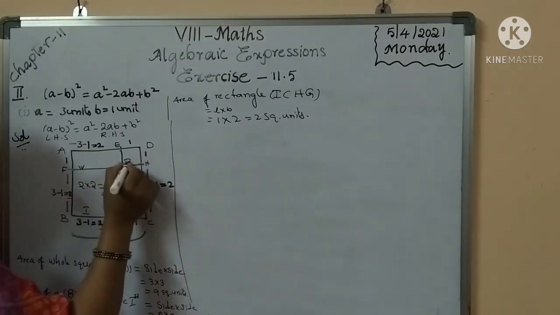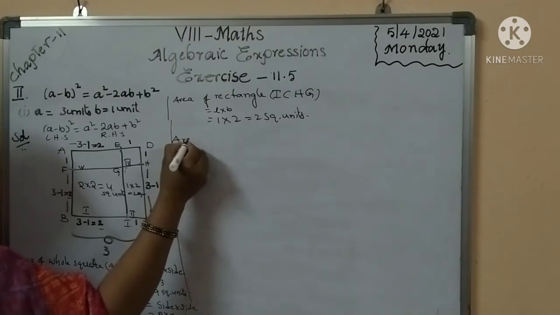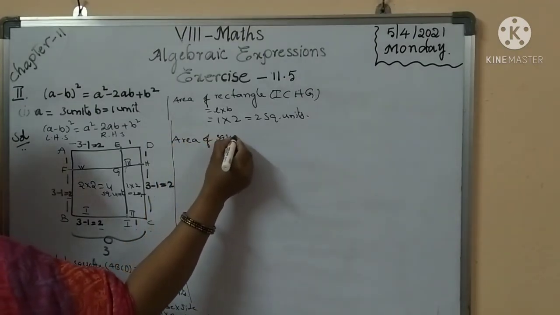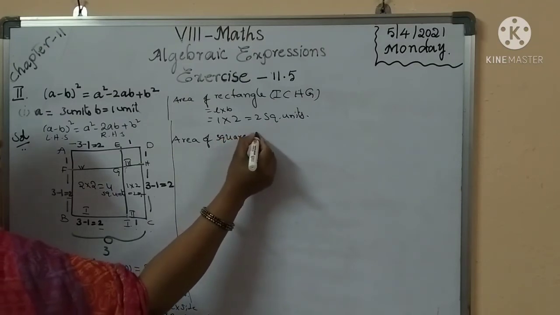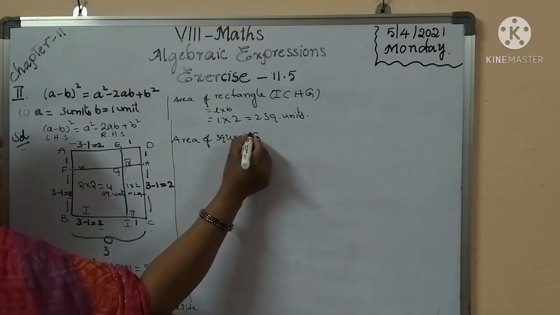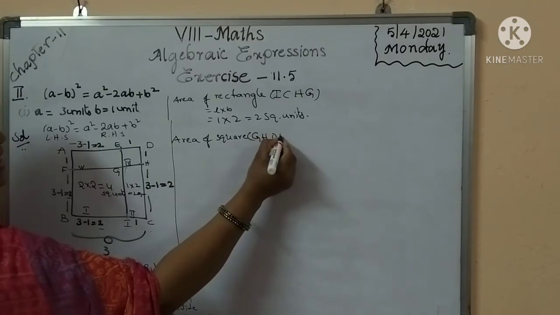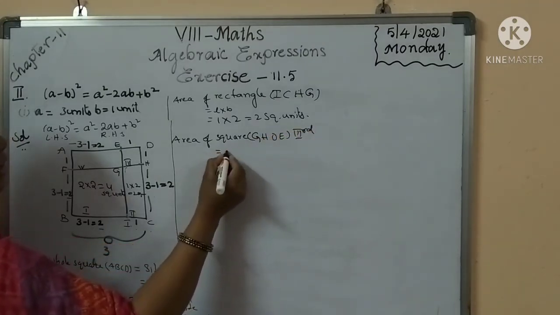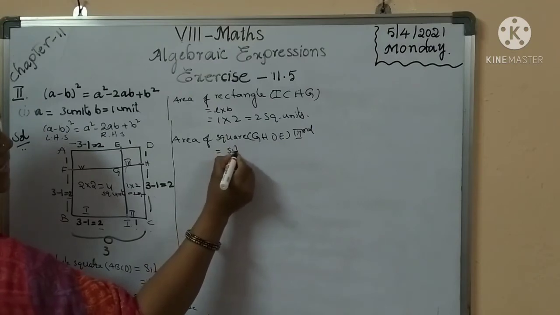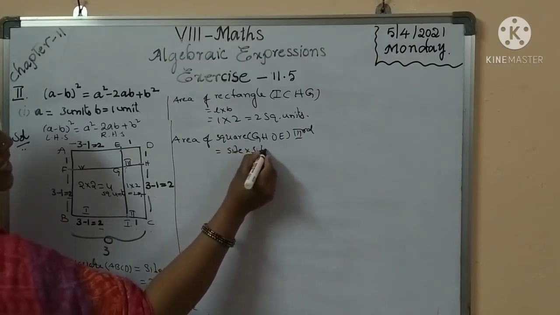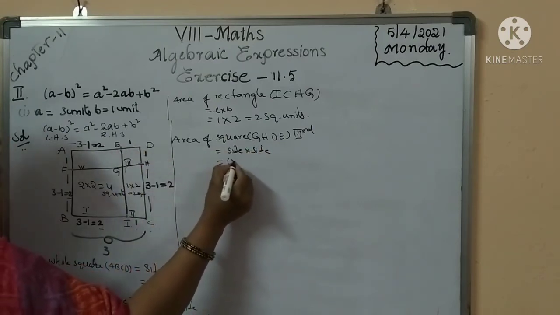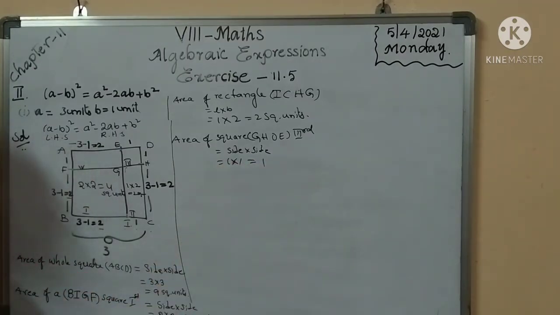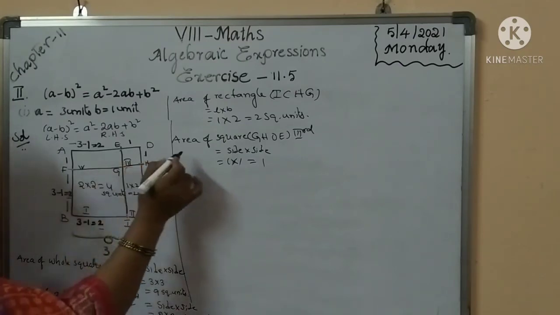Next, third reason: area of square GHDE is equal to side into side. What is the side? 1 into 1. So here, 1 into 1. 1 ones are 1. Understand? Okay.